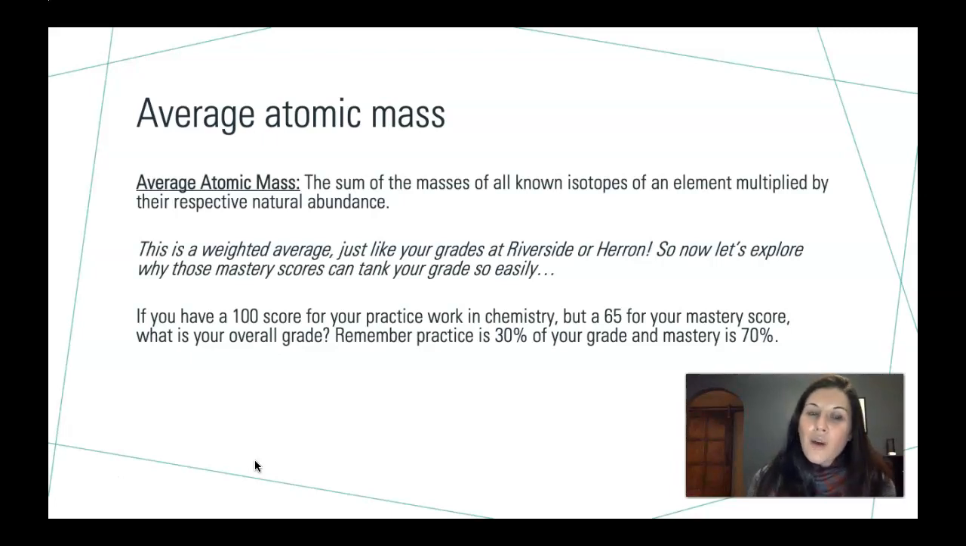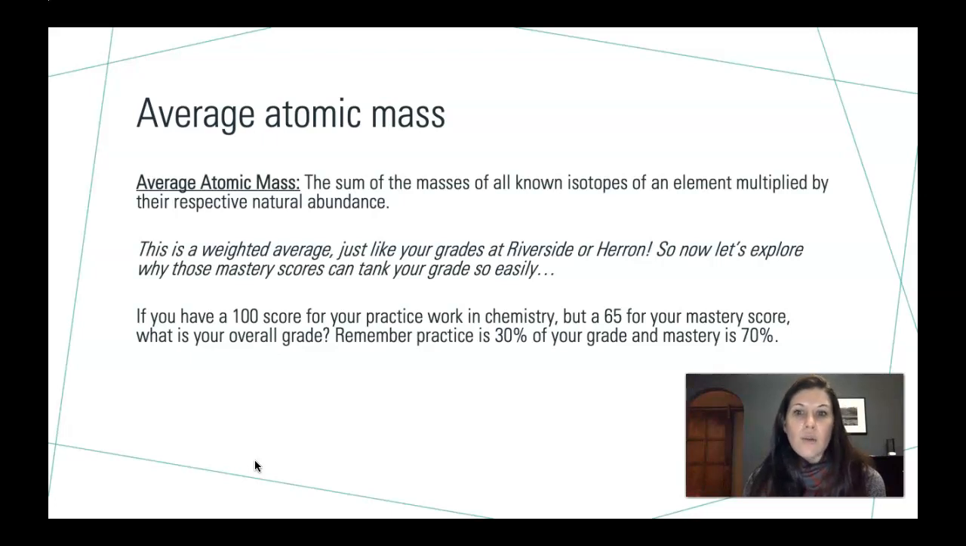So let's figure out why, if you do poorly on a mastery score, it tanks your grade so easily. Okay, here's our example. Let's say you have 100% on your practice. You do all your IP, you've got everything turned in. But you didn't study for a recent test and you got a 65 for your mastery score, and your grade dropped like crazy. You're like, what? My other score is 100.